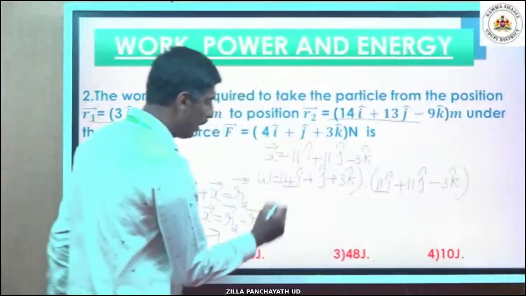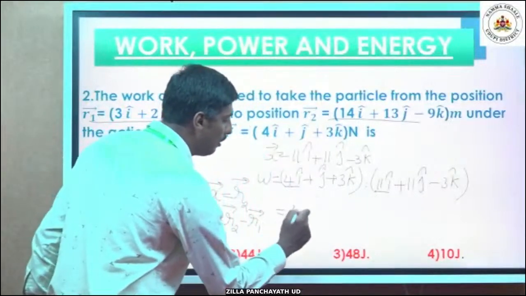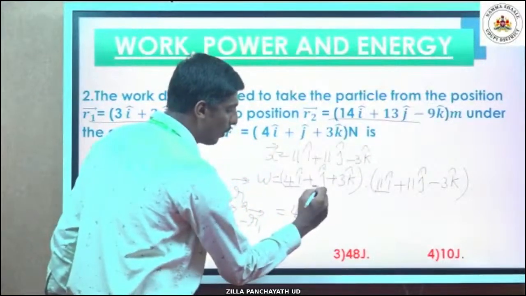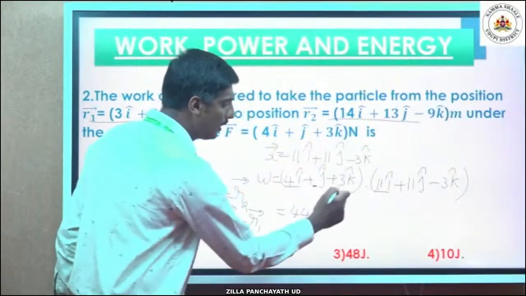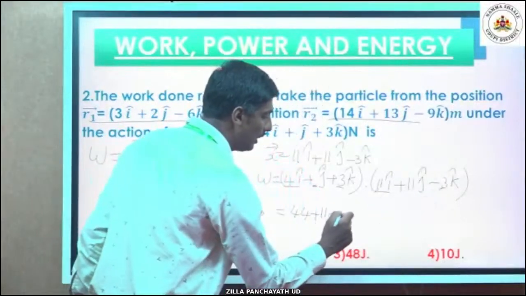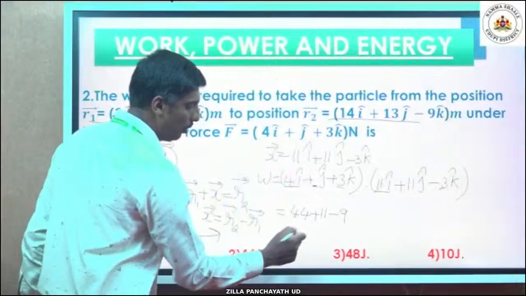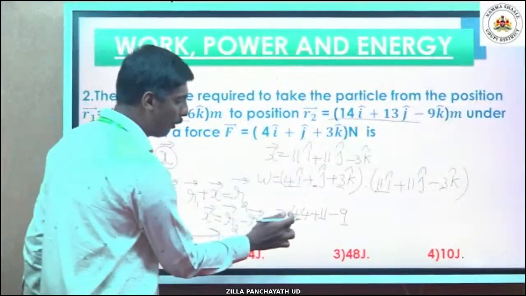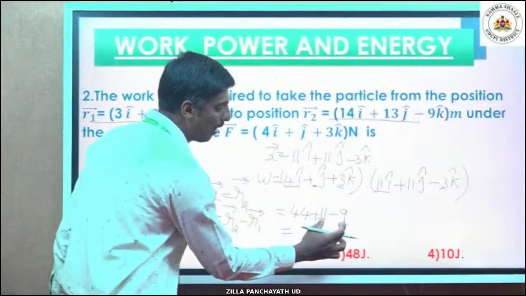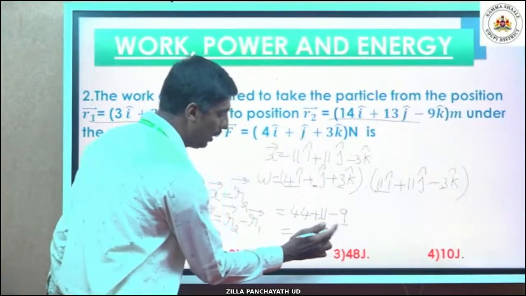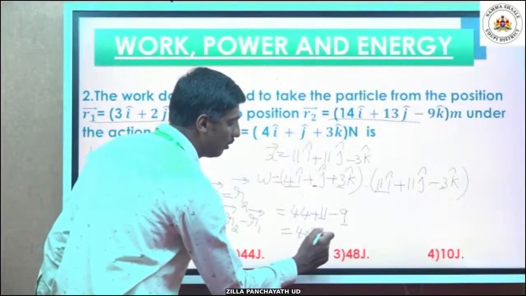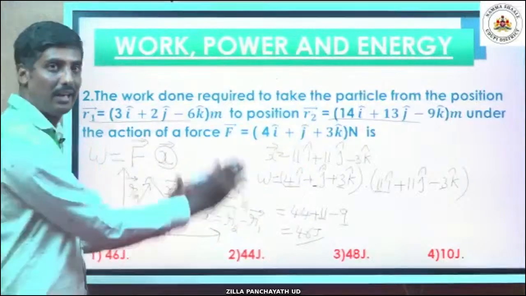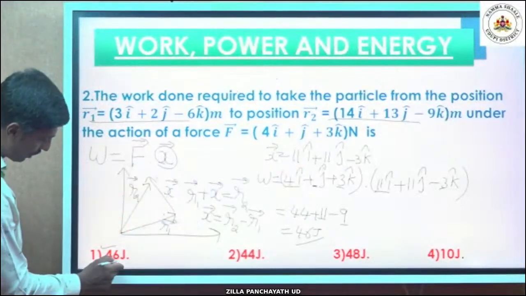Now 4 I cap times 11 I cap, that will be 44, where I cap dot I cap is 1. Then plus 1 times 11, which is 11. Next plus 3 times minus 3, that will be minus 9. So this is equal to 11 minus 9, which is nothing but 2. Normally, students, you add 44 plus 11. Instead of doing that, you solve this part first: 11 minus 9 will be 2. So 2 plus 44, it will be 46. So 46 joules. So the answer is the first one. Clear? So try to solve in a simple way. Let's go to the next question.